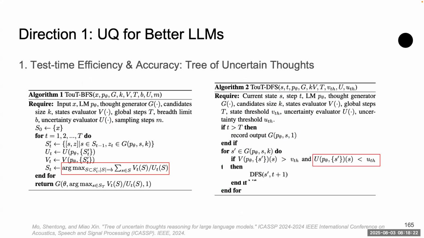If you're using breadth-first search, on the right-hand side, the key thing is that you're selecting the top B states at each step based on the value-to-uncertainty ratio. This promotes confident exploration over diverse paths. If you're using depth-first search, on the other hand, you continue expanding only when the value exceeds a threshold and the consistency remains low. So this is an additional term here.